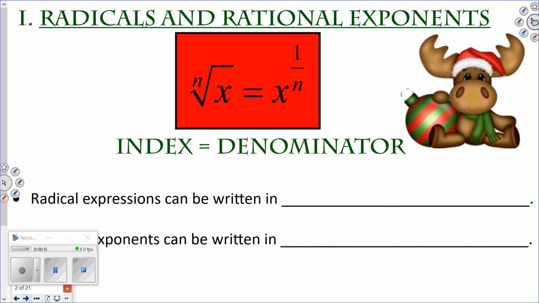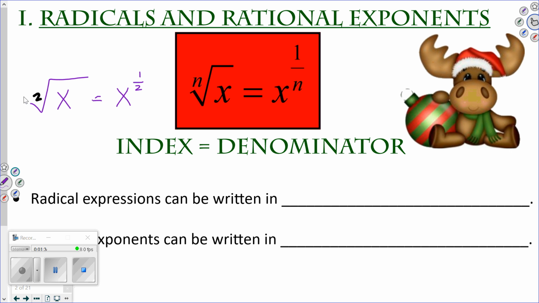Okay, so we know the index number, right? It's this number here. When you rewrite, that becomes your denominator. So, for example, if I had the square root of x, that would be x to the, what exponent is on this x? 1. And then the index is 2. That's x to the 1/2 power. So you can rewrite these in two different forms, and that's what we're going to practice today, going from one form to the other.